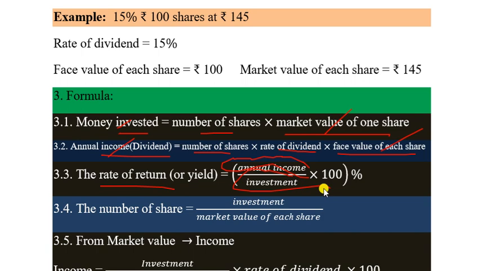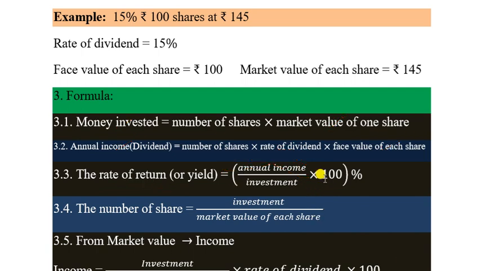So always you have to calculate the rate of return out of investment only. That means out of investment you have to write annual income. So annual income by investment into 100 for percentage. Remember that rate of return.